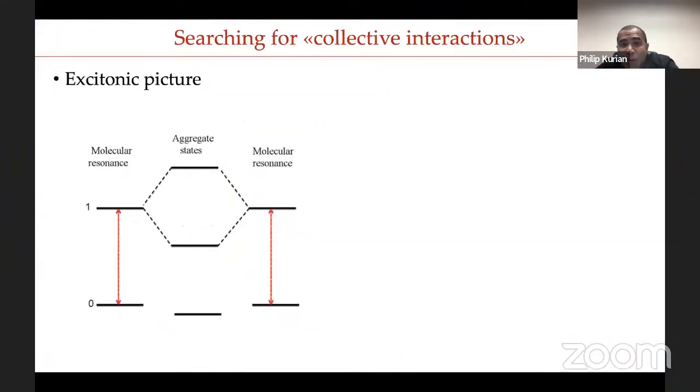So the physical picture you want to have in mind is that if you have a single molecule that has a two-level system, or a single excitation or excited state, imagine putting them together and coupling them through some interaction, Coulombic or otherwise. And you have these aggregate states. You can call it upper polaritonic, lower polaritonic. You can call it superradiant, subradiant. There are many different names. You can call it highest occupied, lowest unoccupied, right?